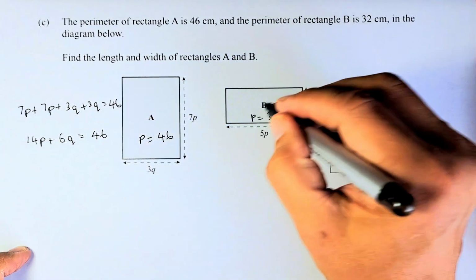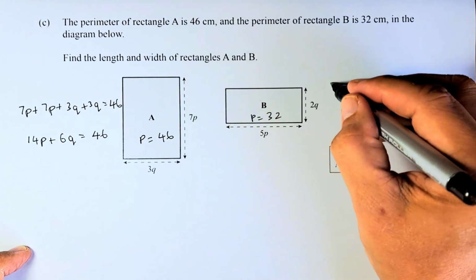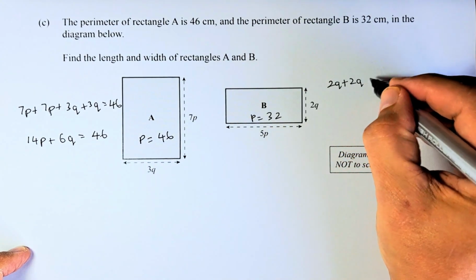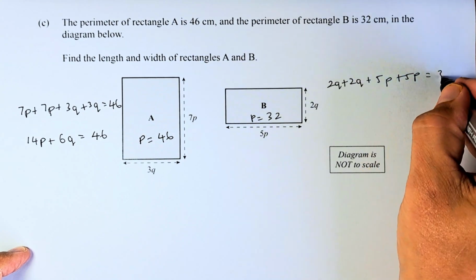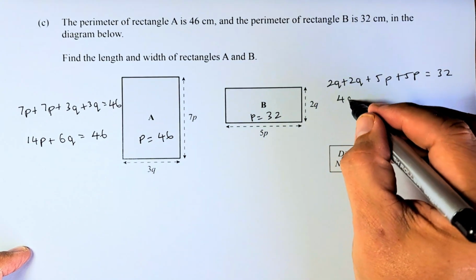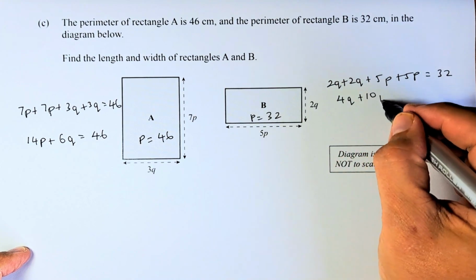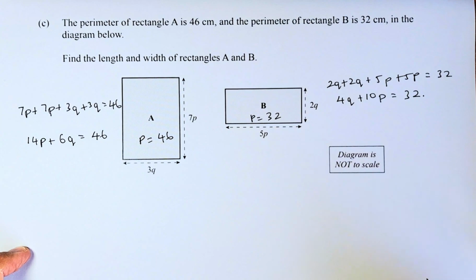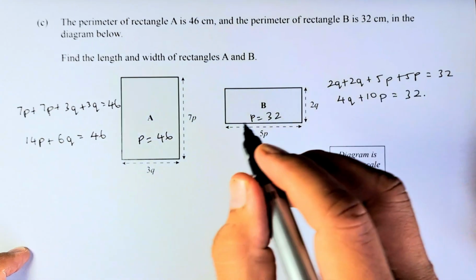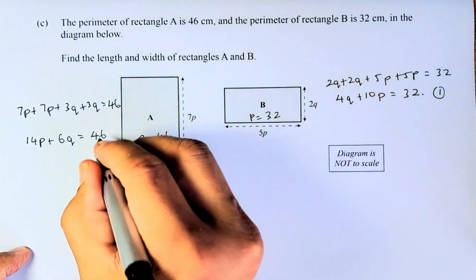We're going to find an equation. So double that: 2Q plus 2Q plus 5P plus 5P, and they're going to add up to 32. And then it's going to be 4Q plus 10P, and that will give us a total of 32. Okay, now to solve for P and Q, we have two equations here. We'll name this as equation 1 and that's equation 2.